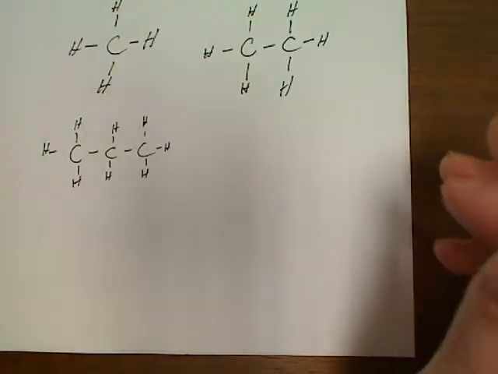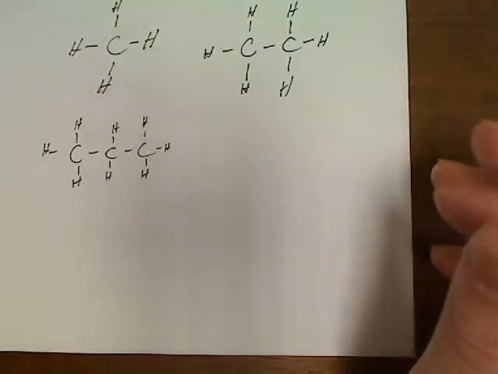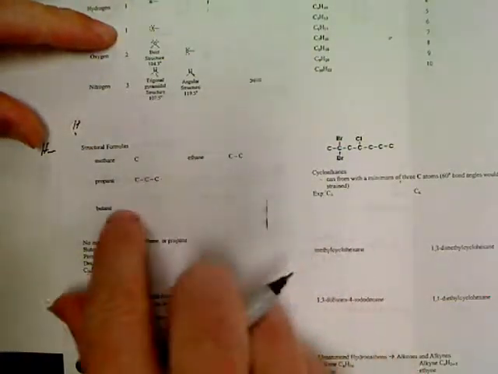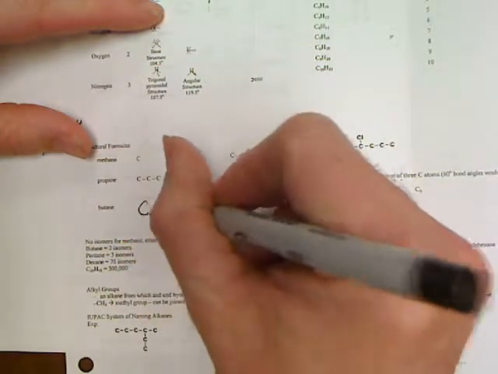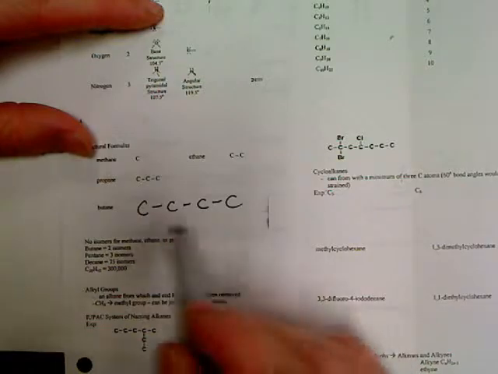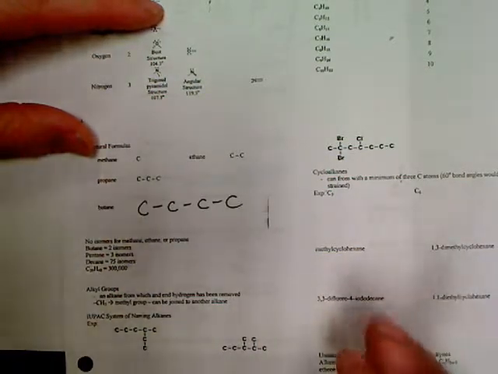Now, here is something that you learned how to do before. You actually had on this sheet of paper meth, eth, prop, and then butane. Well, you can figure out what butane would be. That would be four C's in a row, and then all you'd have to do is come back and fill H's in around each one of those.